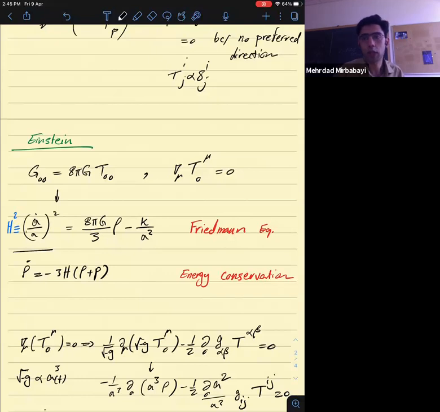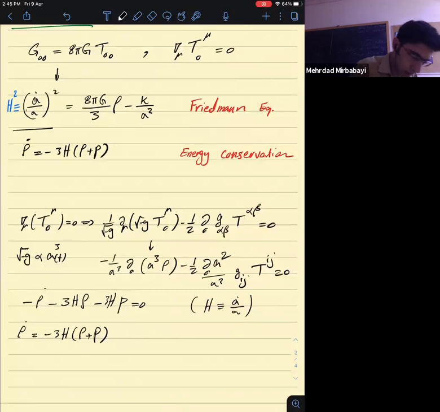what relates pressure to energy density. But depending on what kind of matter or what kind of substance we have, this is a more microscopic question of how the pressure of that substance is related to its energy density. So that has to be supplemented to this system. It's not Einstein equations, Einstein theory doesn't know anything about that. So we need the equation of state.